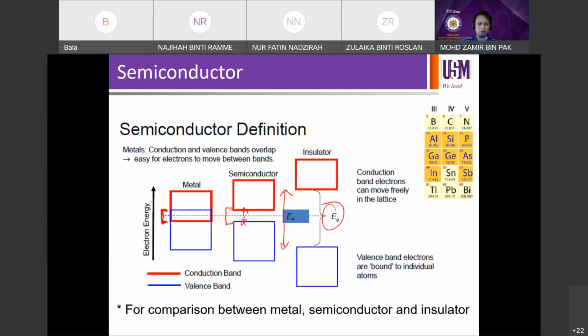So make sure when you draw or sketch, you label all the VB part, the CB part, the energy gap, the Fermi level, the central part. We're going to learn about Fermi level next, and then the electron energy on the y-axis, right? So for comparison.